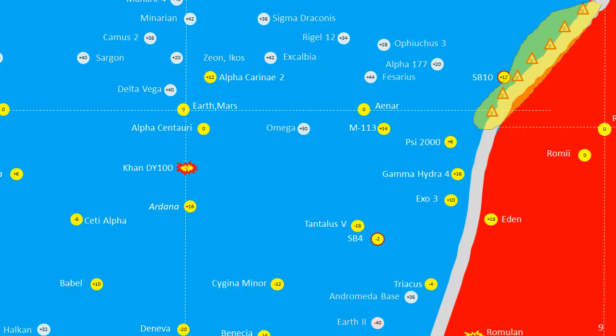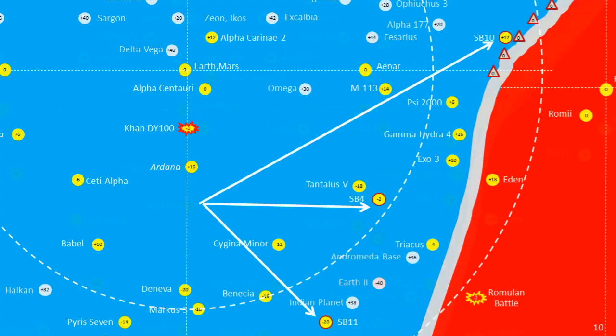On the other hand, this is a lot closer than Earth or any of the other developed systems in the Federation, so it would prove useful in supplying these defensive bases. This shows all the known starbases, in this case including Starbase 10.